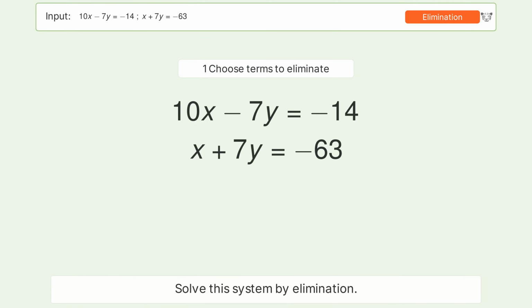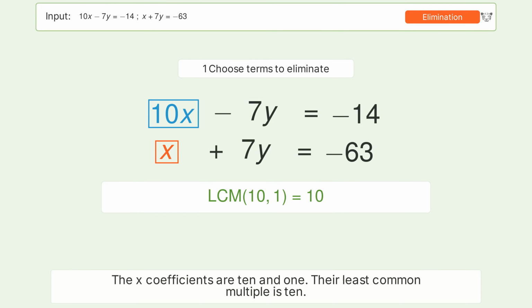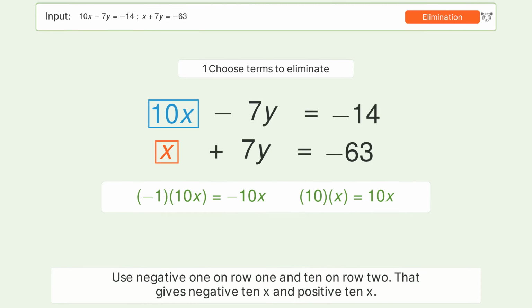Solve this system by elimination. We want the x terms to cancel when we add the equations. The x coefficients are 10 and 1. Their least common multiple is 10. Use -1 on row 1 and 10 on row 2. That gives -10x and positive 10x.